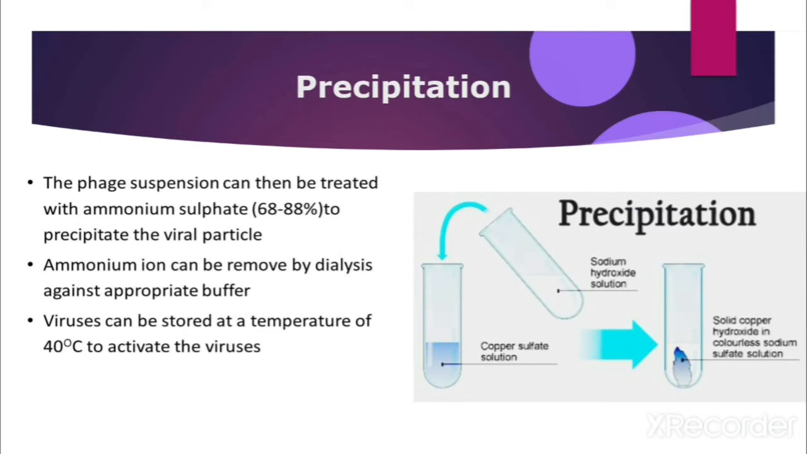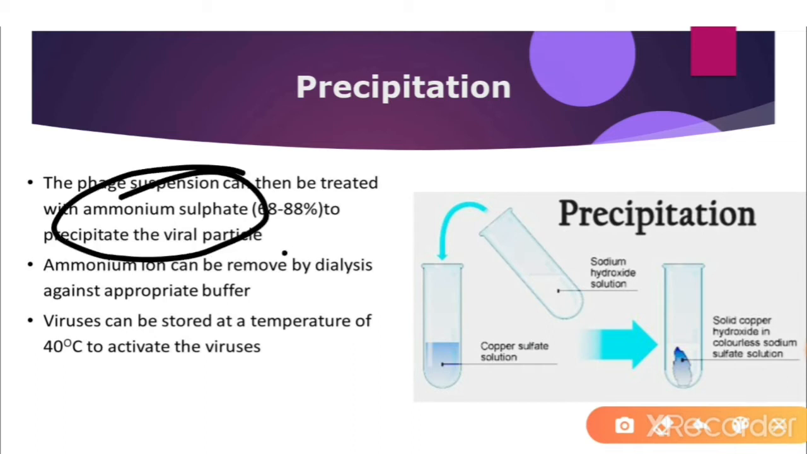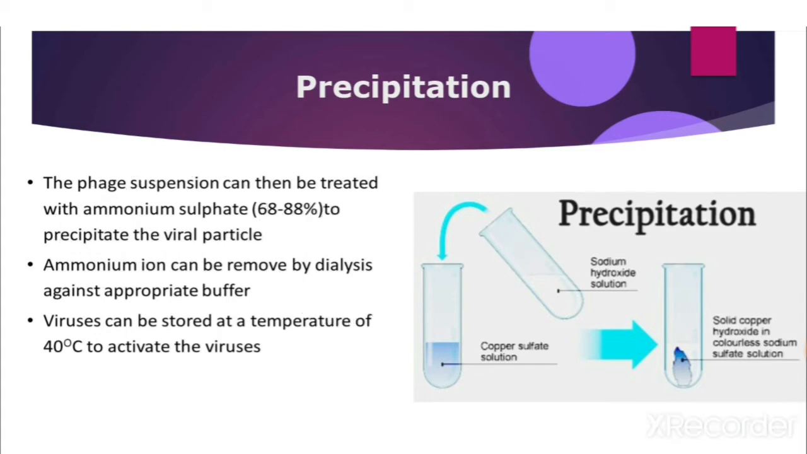Next technique is precipitation. Now we are aware of precipitation. In this technique, the virus suspension is mixed with ammonium sulfate at around 68 to 88%, and we have to shake it for some time. After some time, the precipitation will happen, and then we can go for dialysis by using an appropriate buffer. Through dialysis, we can easily purify the viruses.